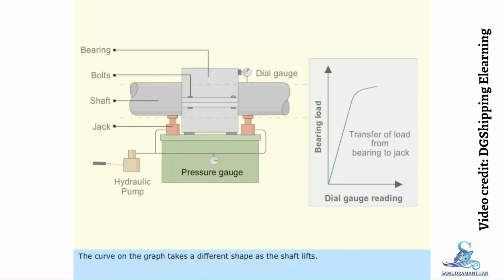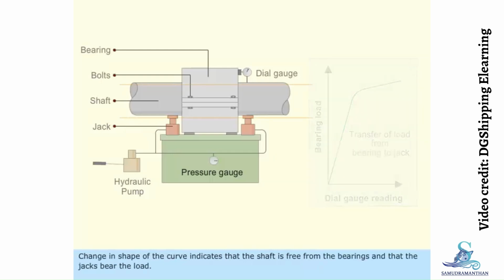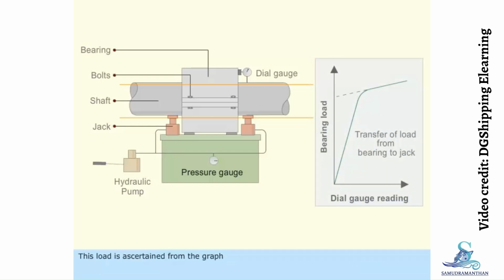The curve on the graph takes a different shape as the shaft lifts. Change in shape of the curve indicates that the shaft is free from the bearings and that the jacks bear the load. This load is ascertained from the graph. The load for all the shaft bearings are measured and compared with the design values.